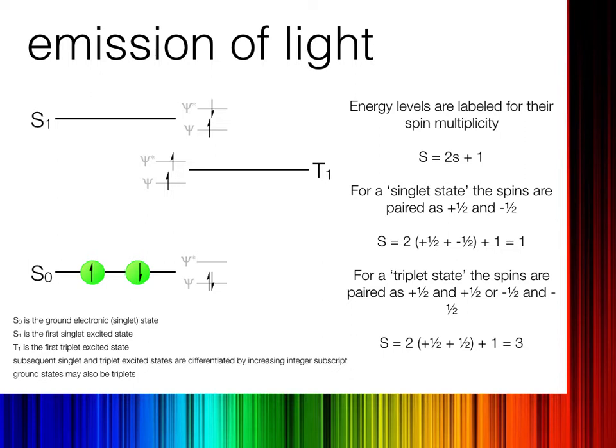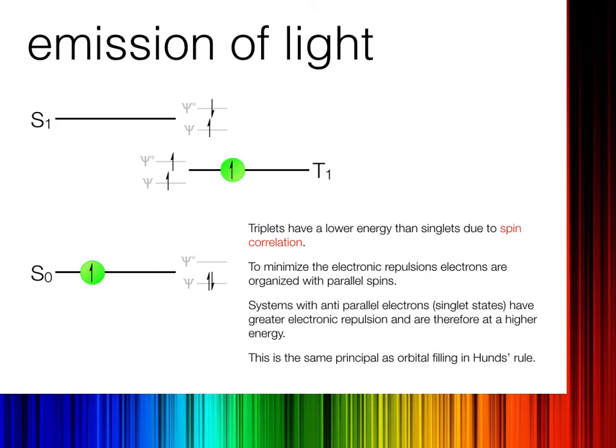My triplet state is where I have a half plus a half, then 2 times 1 is 2, plus 1 is 3. This is my triplet state. Now, triplets are lower in energy than the associated singlets, for the same reasons as Hund's rule. We know electrons like to be parallel if they can possibly be so. This is to reduce electronic repulsions, and so a triplet has a lower energy than the associated singlet state.